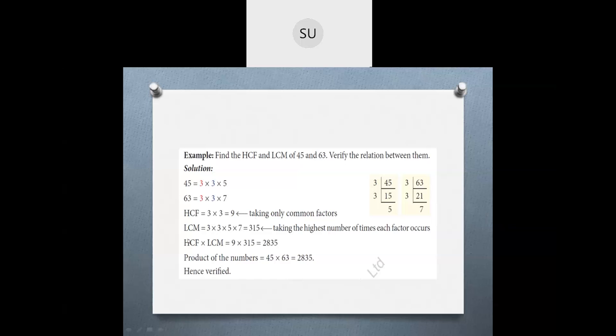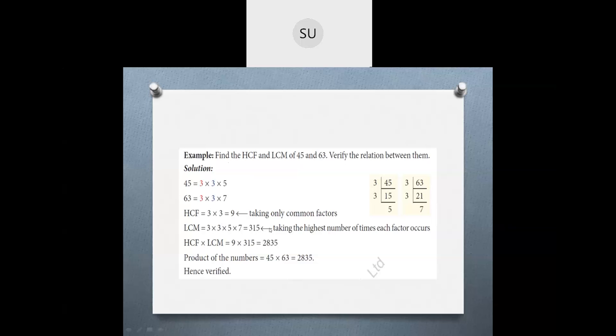Okay, LCM, how will you find LCM? First let's take the common factors, that is 3 into 3, then the factors which are not common, 5 into 7. So when you multiply, you will get 315. So HCF is 9, LCM is 315.